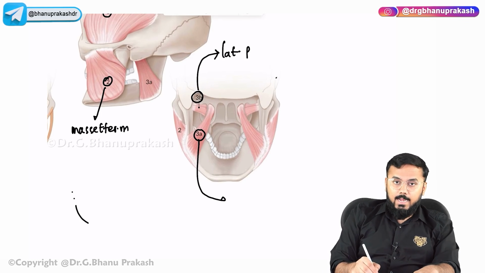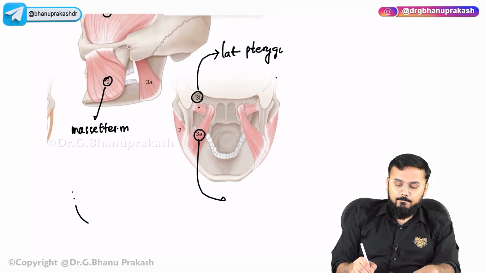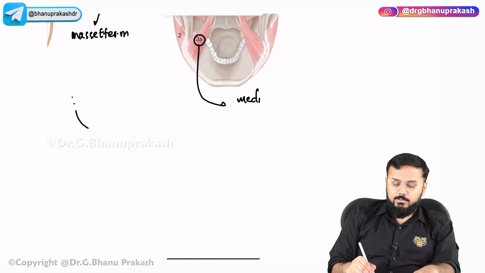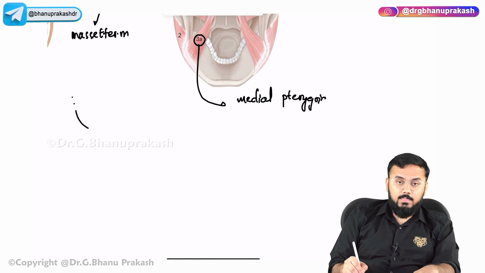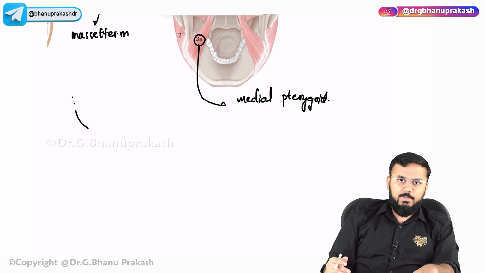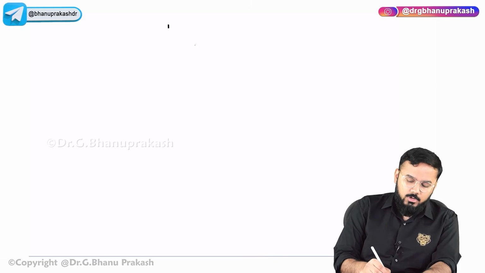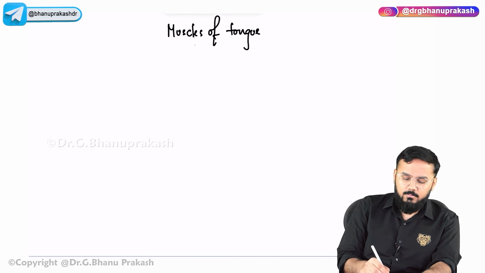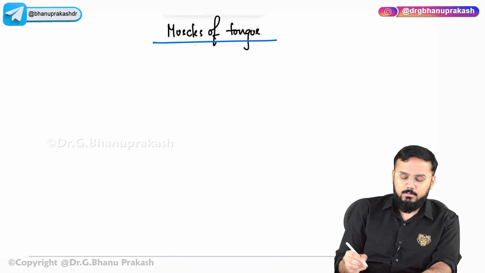So this is lateral pterygoid muscle, and this muscle over here is your medial pterygoid muscle. So one you have is the lateral pterygoid and the other one over here is called as your medial pterygoid. So these are the list of the muscles of mastication. So now we shall be discussing regarding the muscles of tongue.